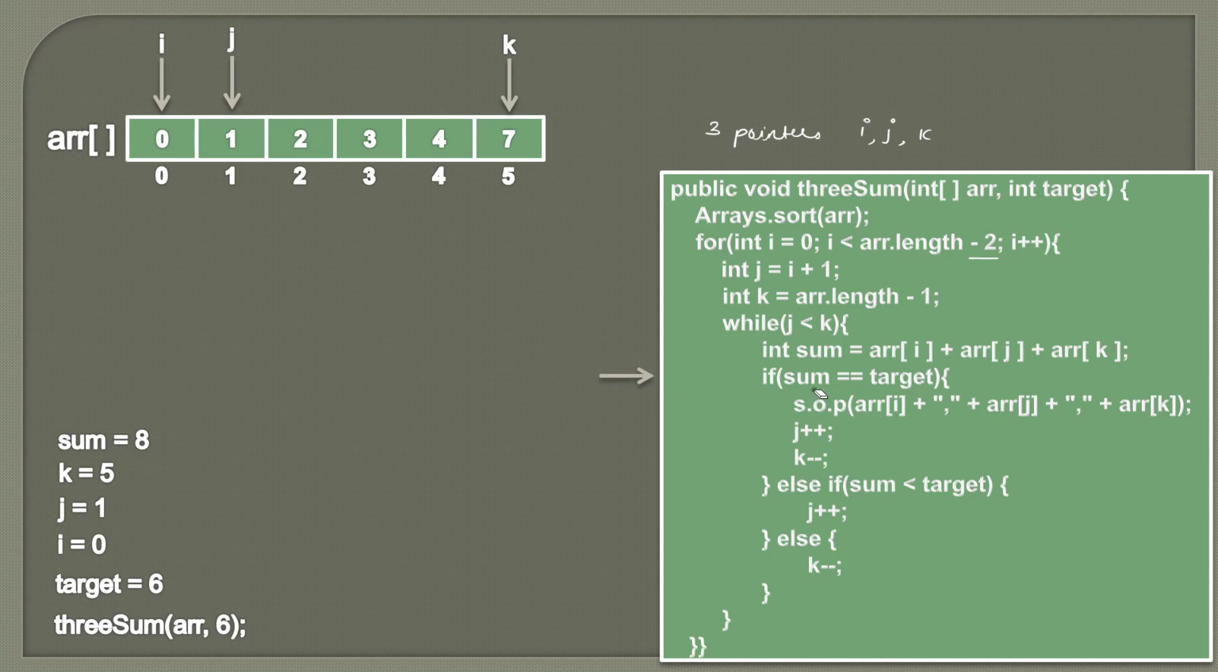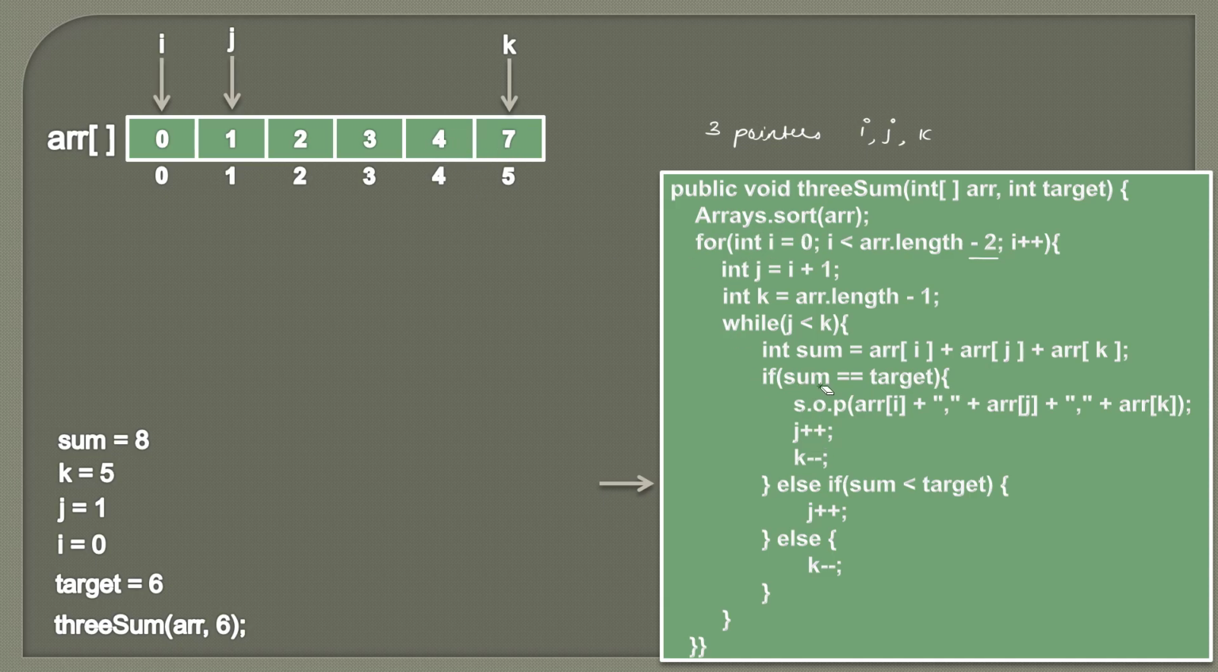Now we simply check whether sum is actually equal to our target or not. Our target is 6 and the sum we have is 8, so this condition comes out to be false. Here, as i is fixed at the 0th index, we have sorted the array in ascending order. It means whatever value comes after 1 will be greater than 1, and whatever value comes before 7 will be lesser than 7, because the array is sorted.